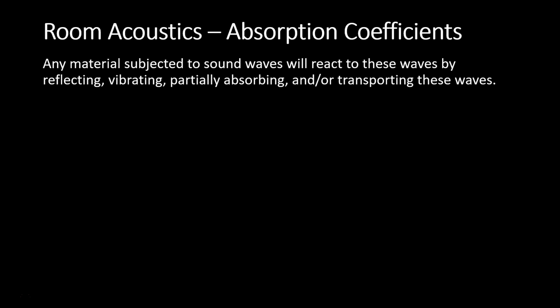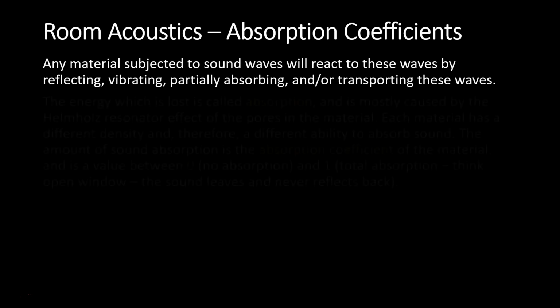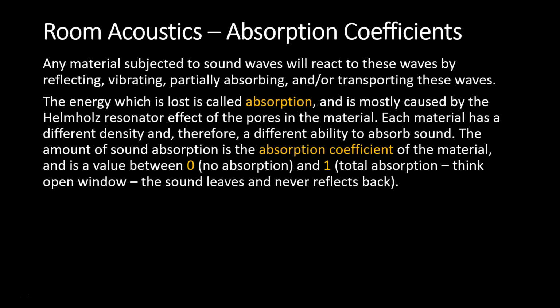Absorption coefficients are numbers that are assigned to every material, and every material that's subjected to sound waves will react to those waves by either reflecting the sound, vibrating based on the sound, partially absorbing the sound, or transporting those waves to another surface or another location, such as a wall, transporting them to the outside of the wall. The energy that is lost in any of these actions is called absorption, and it's mostly caused by the Helmholtz resonator effect of the pores of every material. The absorption coefficient is a value between 0, where it's totally reflective, and 1, where it's totally absorptive.